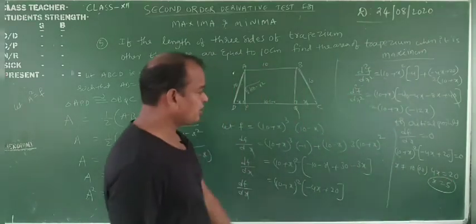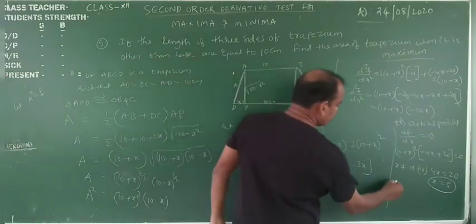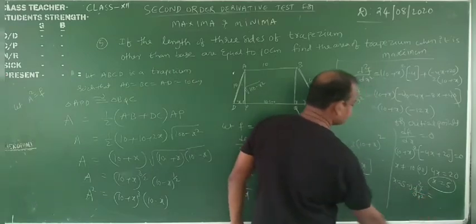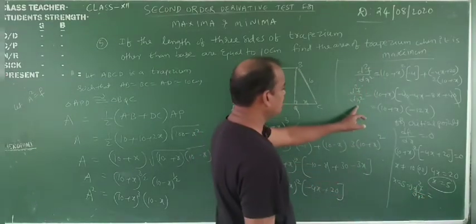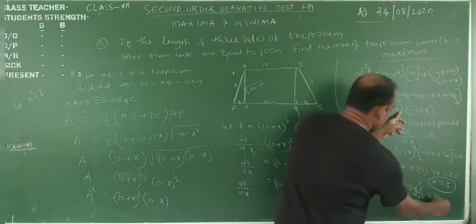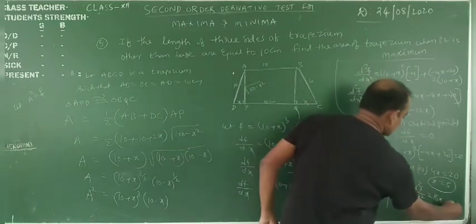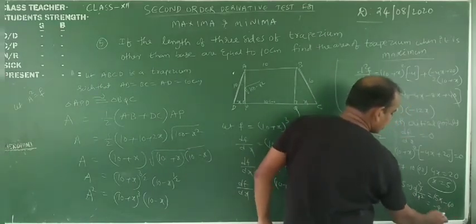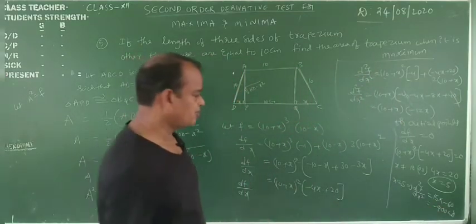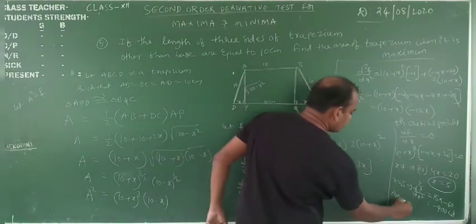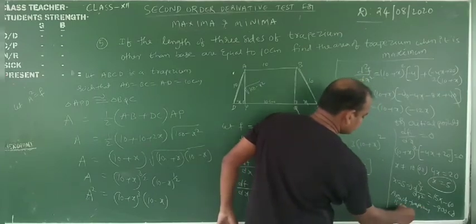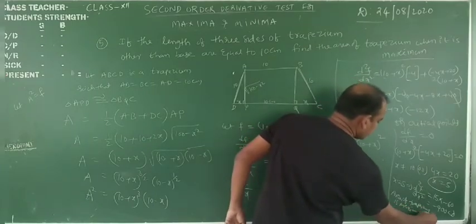This x is equal to 5, substitute in the second order derivative. At x is equal to 5, d square f by dx square is equal to, x value 5 means 10 plus 5, 15, into 12 into 5 minus 16, that equals negative, minus 15 into 6, less than 0. Less than 0 means area is maximum. Therefore, the area of the trapezium is maximum at x is equal to 5.